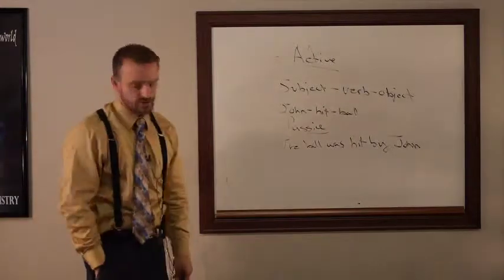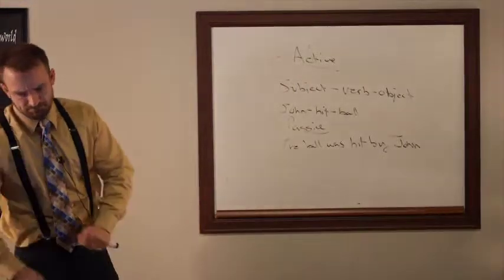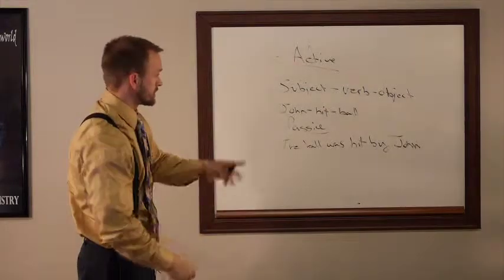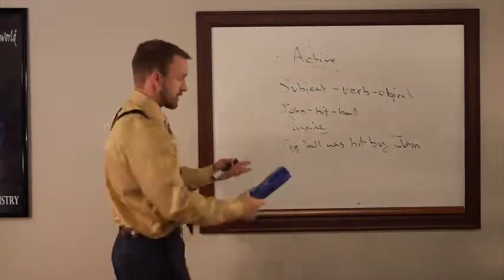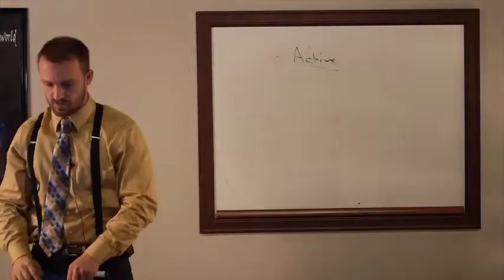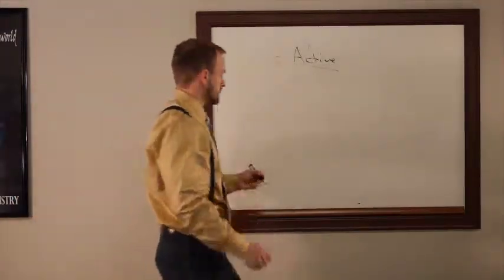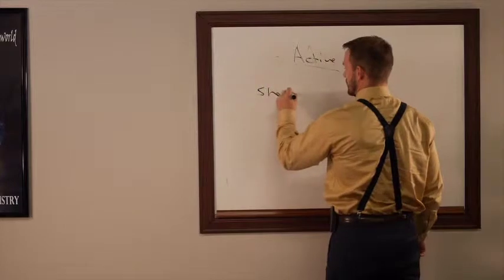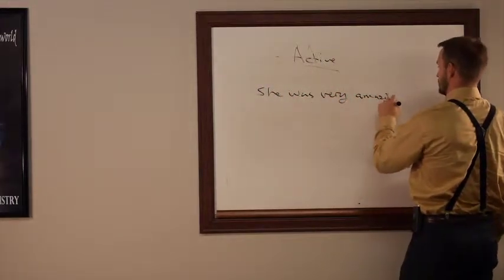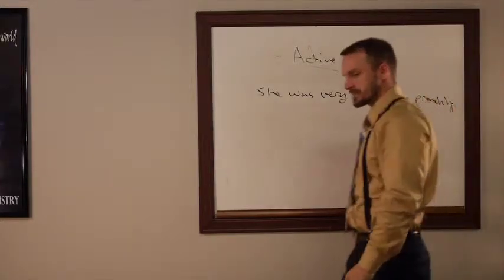Next thing I want to talk about is good active verbs, right? So we can ramble sometimes when we're choosing our component parts, right? So let's deal with the verb first. So a good active verb. This one, she was very amazing at preaching. That's the sentence. She was very amazing at preaching.